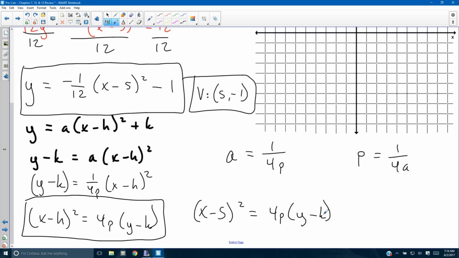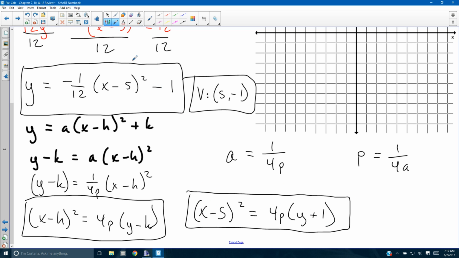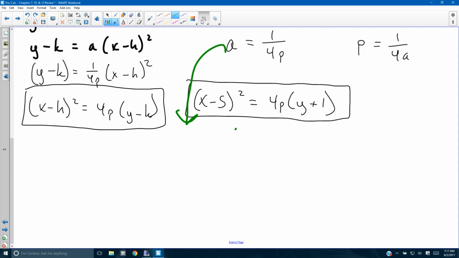Y minus k, that's y minus negative 1, so that's y plus 1. So here's another way to write this equation. I'll give you that 4p value in a second as soon as we find p. So here's one equation. Let's get the other one. A equals 1 over 4p. Well, a is negative 1/12. Negative 1/12 equals 1 over 4p.